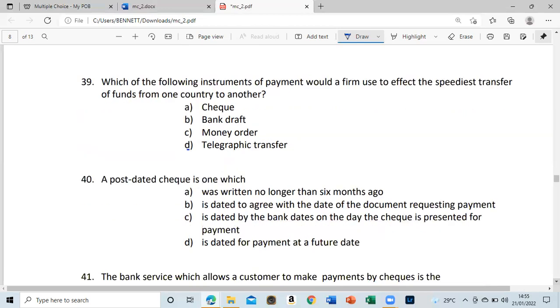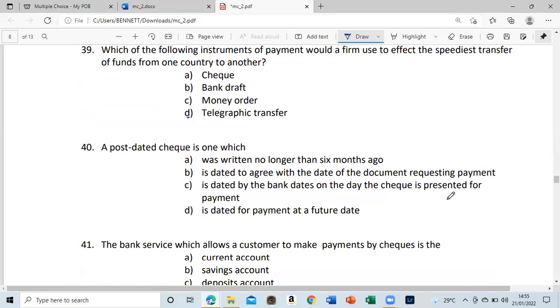Let's move on to 40. A post-dated check is one which A, was written no longer than 6 months ago. B, is dated to agree with the date of the document requesting payment. C, is dated by the bank on the day the check is presented for payment. Or D, is dated for payment at a future date? And number 40 would be D.